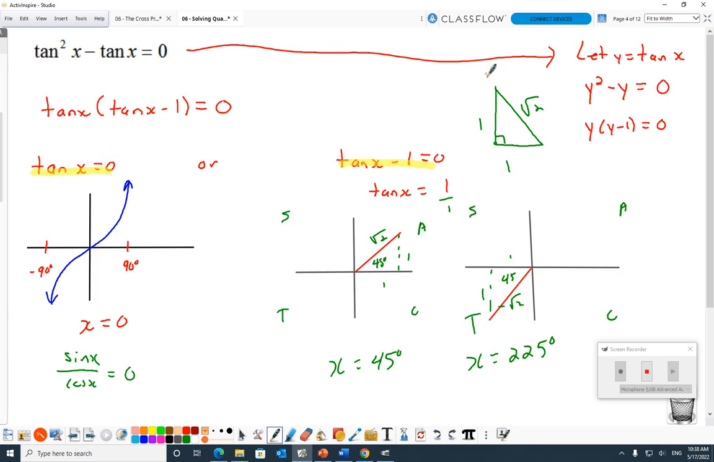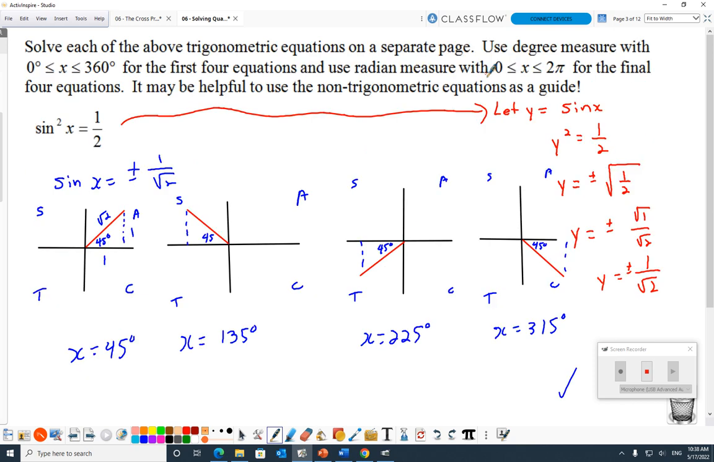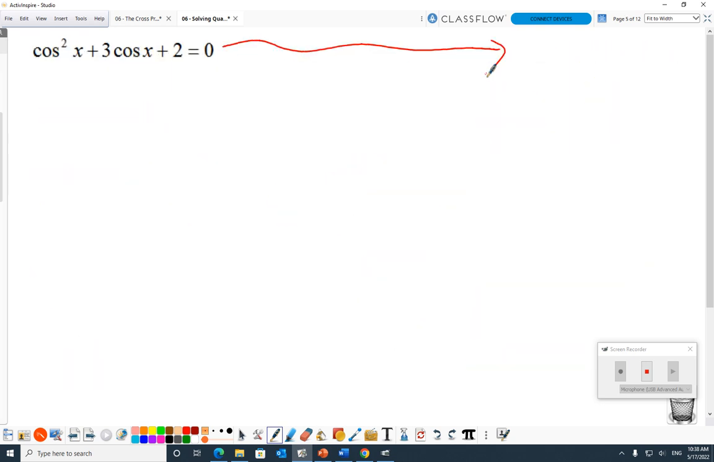It's almost always the trig ratio you see most often. See here? When I saw tan, I just let y equals tan x. When I saw sine, I let y equals sine x. That's not a rule moving forward past this chapter. We'll have different rules all the time with this substitution method, but it'll often be let y equal the trig ratio you see there. And that'll make things nicer, because every time I see cos, I write y.